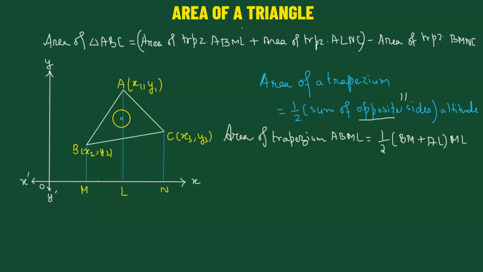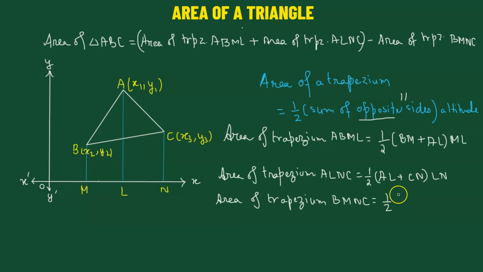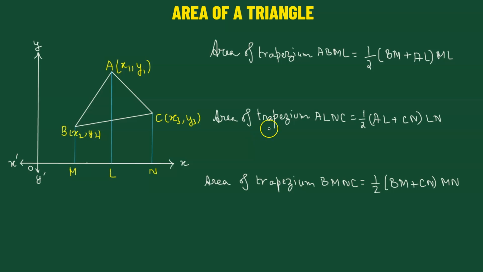Similarly, let's find the area of the next trapezium. The area of trapezium ALNC is half multiplied by the sum of the opposite parallel sides, AL added to CN, multiplied by the altitude between them, which is LN. Then finally, we'll find the area of trapezium BMNC. For the trapezium BMNC, we have half multiplied by the parallel sides BM added to CN, and the perpendicular distance between the two parallel sides will be MN. Now we'll write the lengths in terms of the coordinates.